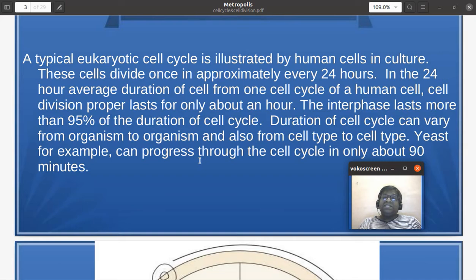The duration of the cell cycle can vary from organism to organism and also from cell type to cell type. In the case of a yeast, the cell cycle takes place within 90 minutes. That is, both interphase and cell division take place within 90 minutes. But in human beings, it is 24 hours, of which 23 hours is for the preparatory phase and 1 hour for the cell division.